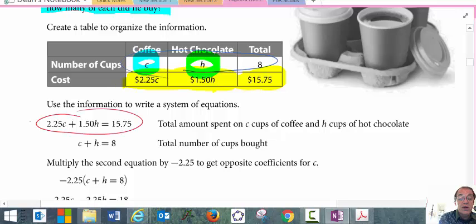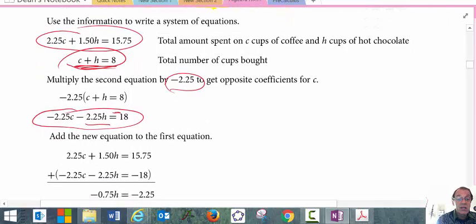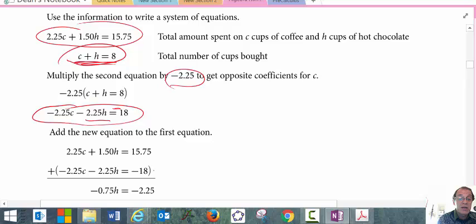So there's our value and there's our count. Now they're going to take and multiply this equation by negative 2.25. The process of doing that, since these are all really simple to multiply, ends up getting us negative 2.25c minus 2.25h equals, and this should say negative 18. There's a mistake right there in the book. Negative 18. Now they got that negative 18 right when they got down here.